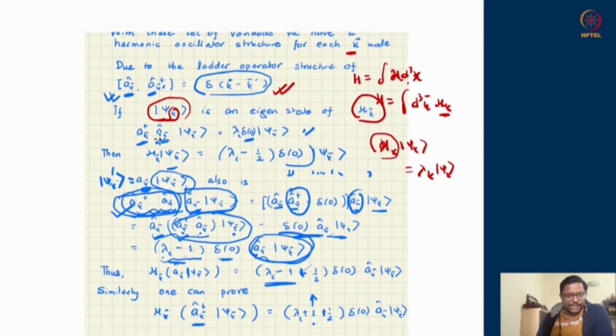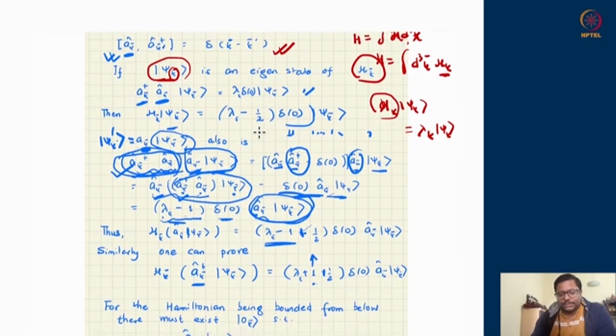After two a_k's act, whatever the dimension of the state is, it should give you the same thing. But the extra factor here and the extra factor here should have the same dimension. So if I call this a real number, then something like a volume should multiply. That's why I have written a delta_0. Okay.